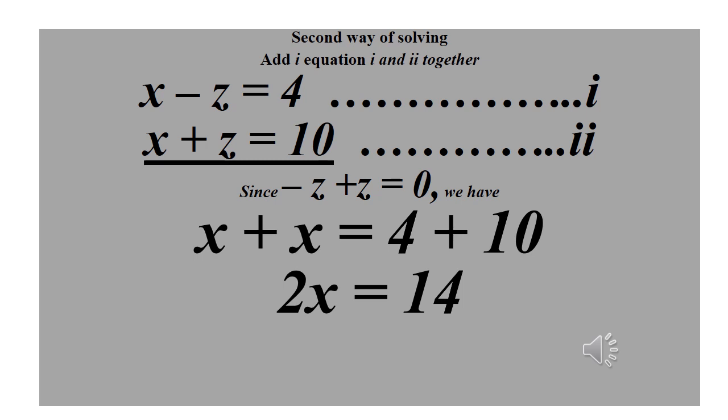Now from here, if we add the two equations together again, we have x plus x is 2x. Minus z plus z is 0. That's eliminated already. Then 4 plus 10 is 14. So we now have 2x equals 14.